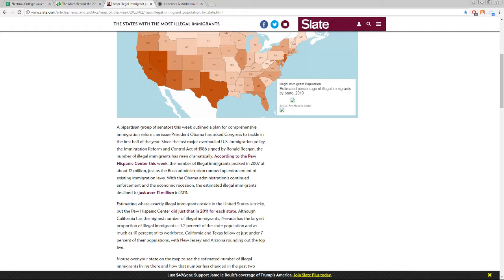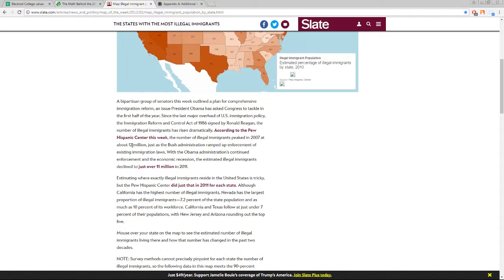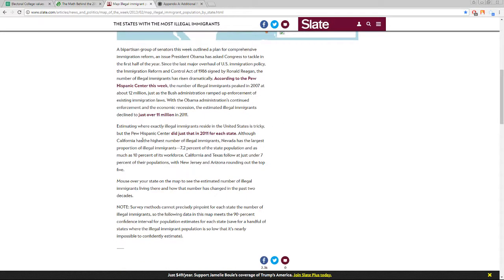They found what many other studies have found, that there were just over 11 million illegal immigrants in the United States in 2011, and it peaked in 2007 at 12 million. So that's what we're dealing with. And they do break it down by state, so I want to show you that, because that's what we're looking for.